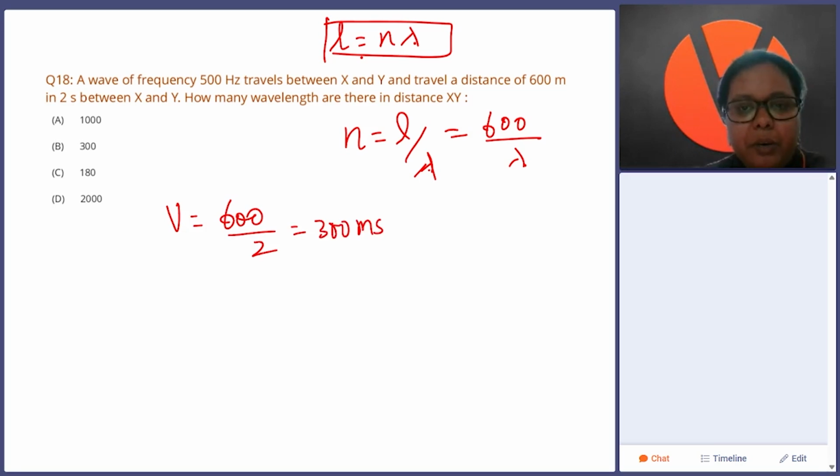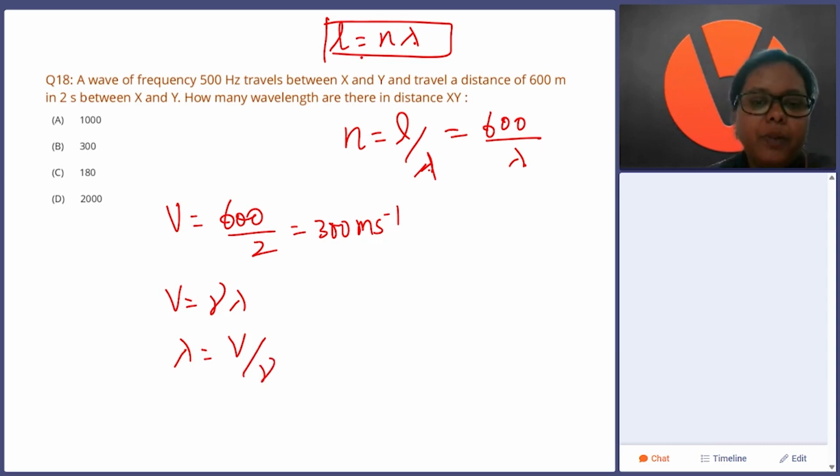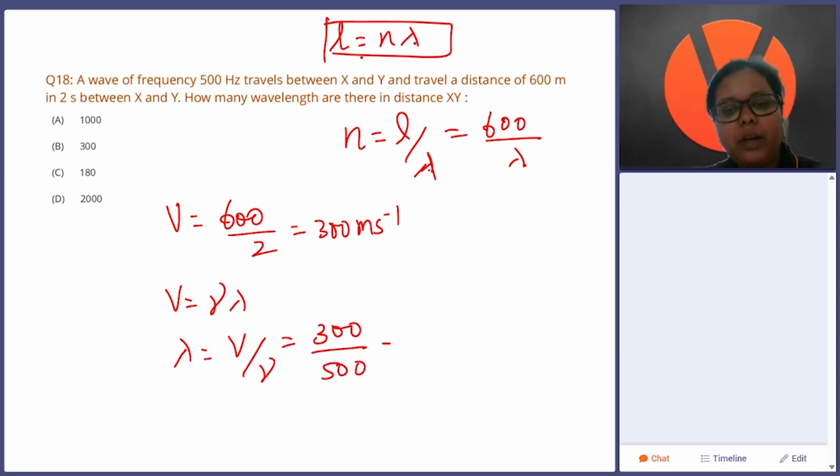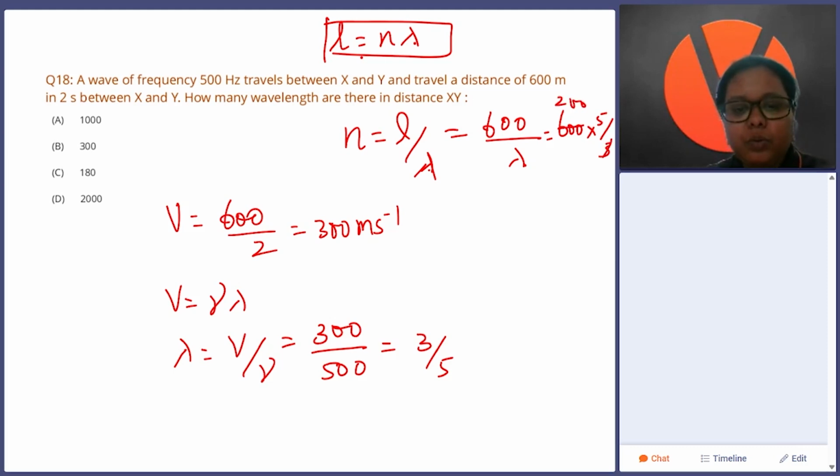600 by 2, 300 meters per second. And what other expression do I know? V is equal to nu lambda. So lambda would be V divided by nu. So what is V here? 300 divided by 500, so 3 by 5. So if I substitute it over here, 300 into 5 by 3, so 200 into 5, the answer would be 1000.